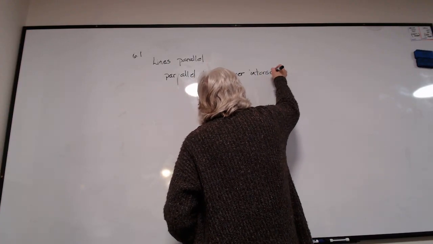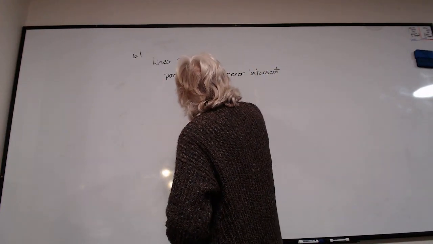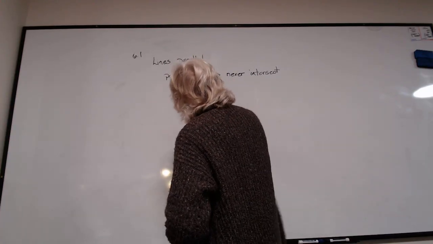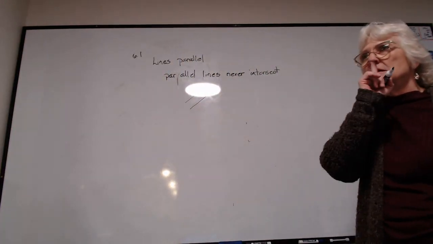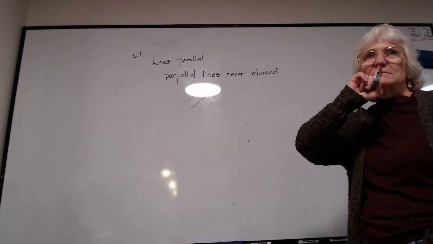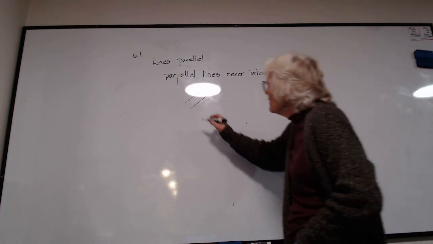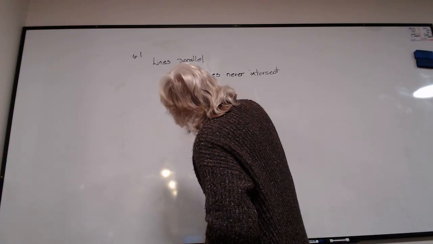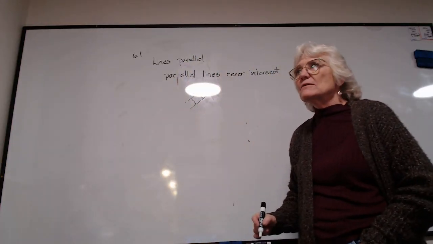what does that mean? If I have two lines and they're supposed to be parallel, what is something I know about them? They're never going to cross. That's true, that's what this means. But what else do I know? If I draw lines that go through here, here, and here, they're the same distance apart, right?